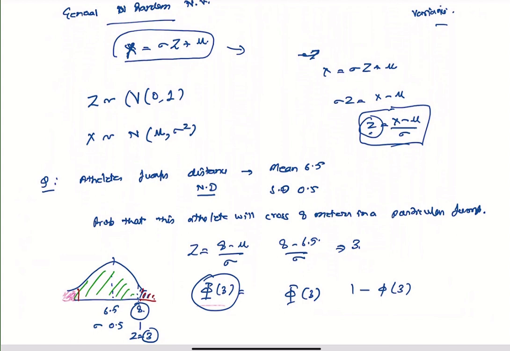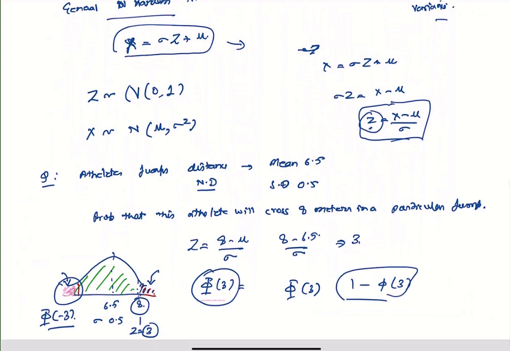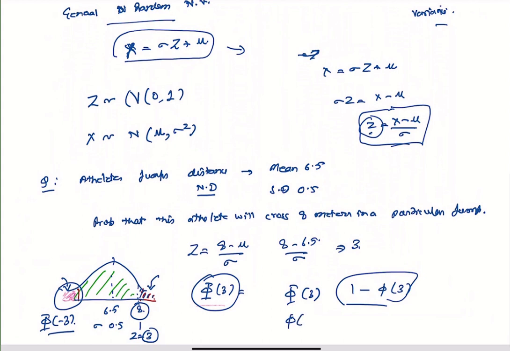But 1 minus phi 3, which is this area, is equivalent to this area over here, which is phi of minus 3. So that's the answer. It can be this also, but for this particular question the answer is phi of minus 3, which is correct.